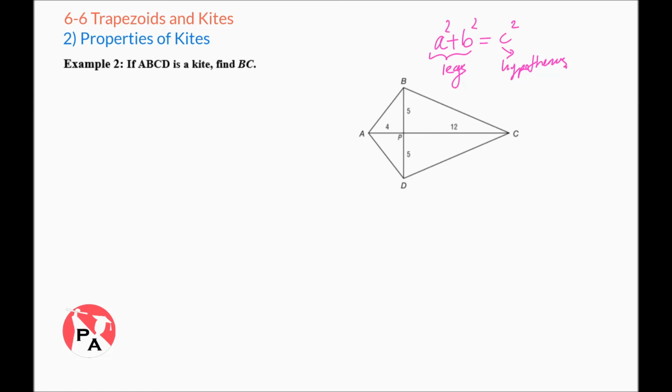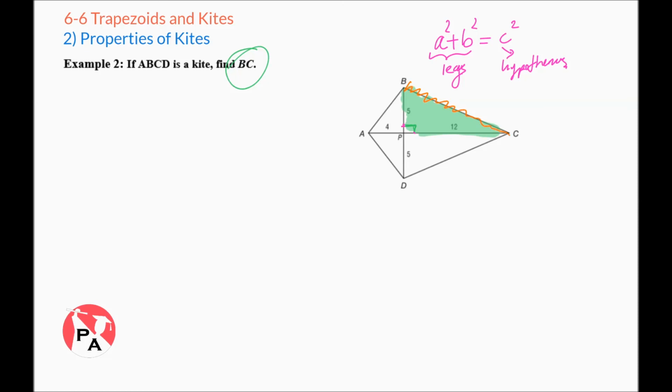So now let's look at the question. The next property that we need to keep in mind is the diagonals BD and AC are perpendicular. So this angle right here is 90 degrees. So that means this triangle right here is a right triangle, which means we can use the Pythagorean theorem. Because the side that we need to figure out is BC, right? This side. We need to figure this side out.